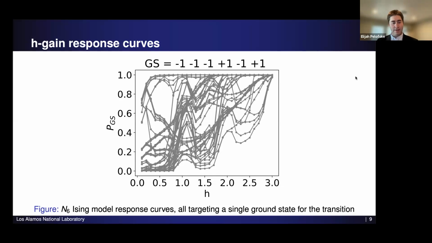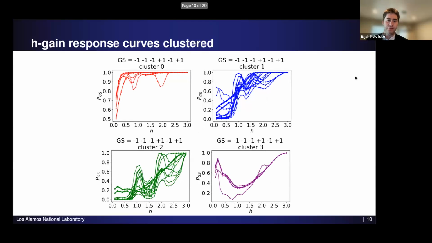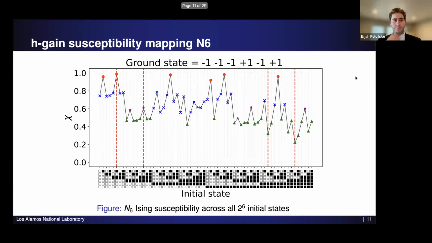And you can see that the behavior varies quite a lot, and there's some interesting dynamics here. So what I did was I ran some unsupervised clustering on the results. Here I'm just coloring each plot a different color. So I've split up all of these results. This was for the N6 Ising, and you can see that there are clearly clusters of similar behavior when mapping all across all of these initial states towards a specific ground state.